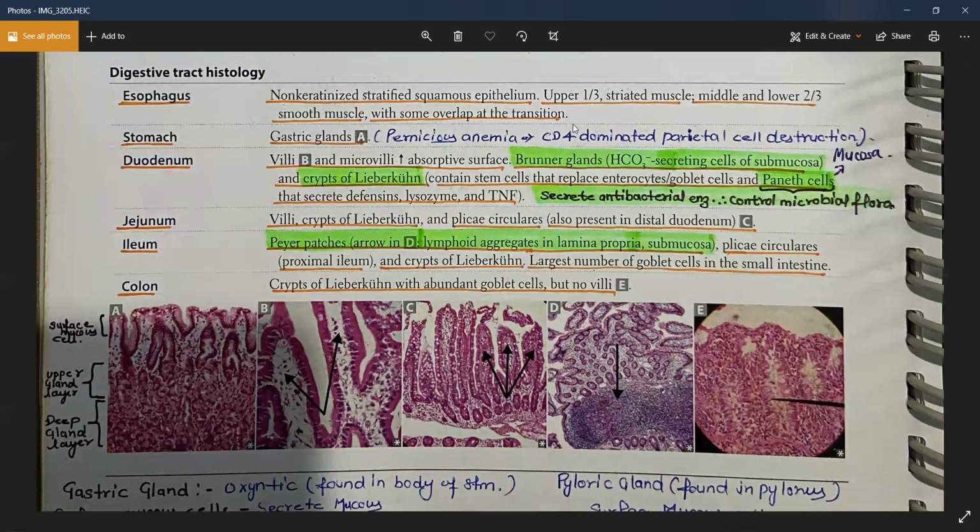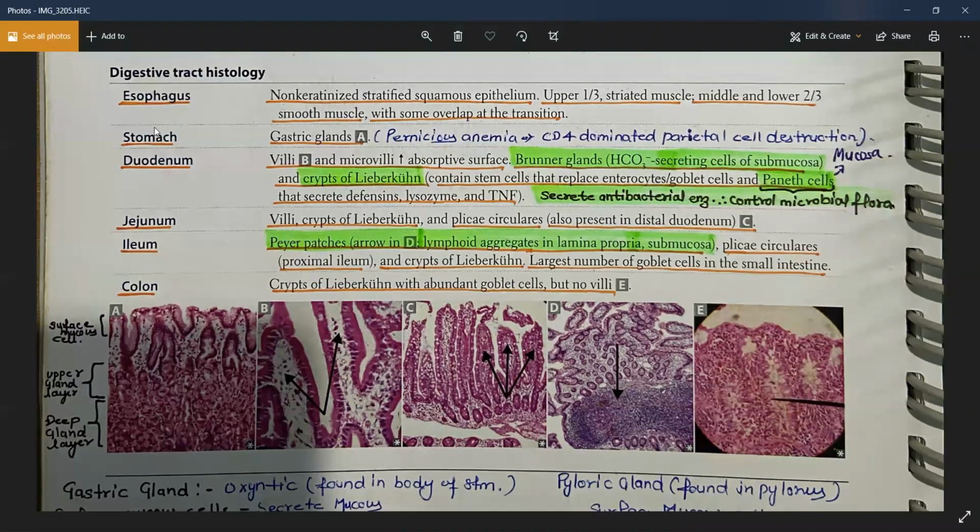You will get GERD, or reflux disease, whenever the middle and lower part are affected, along with the dysphagia, of course, because the sphincter is also made up of smooth muscles. So you will get GERD and dysphagia in scleroderma. You will get only dysphagia in dermatomyositis and polymyositis because of these conditions. Okay, and that would be all. Any doubt on the esophagus?